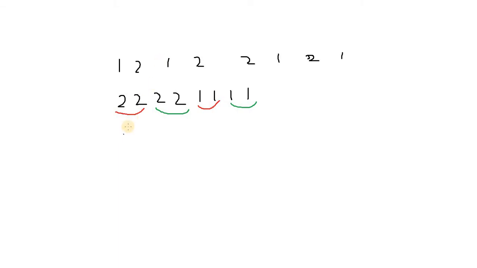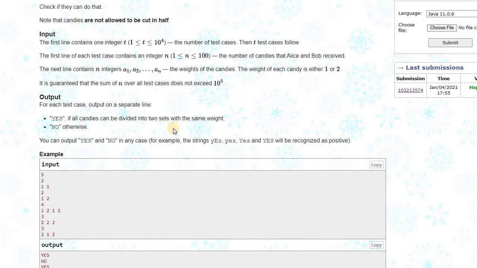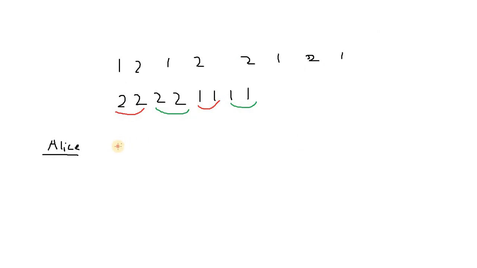But how do you do this in terms of code? All you have to do is have one counter for Alice, and then one counter for Bob, and then keep adding candies to either one. Such that if the total weight of Alice's candies is less than Bob's, then the next candy would have to go towards Alice, and vice versa. Both of them start off at 0.